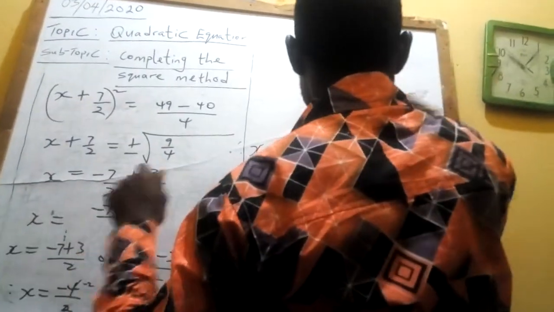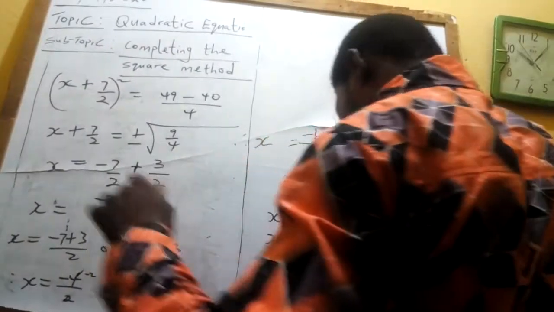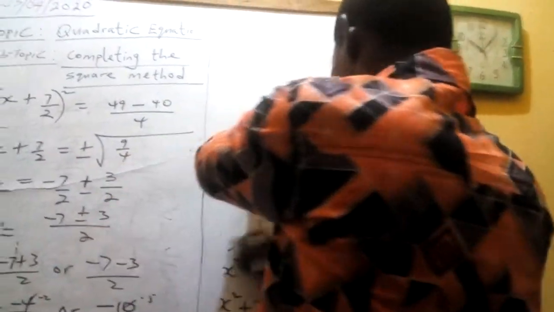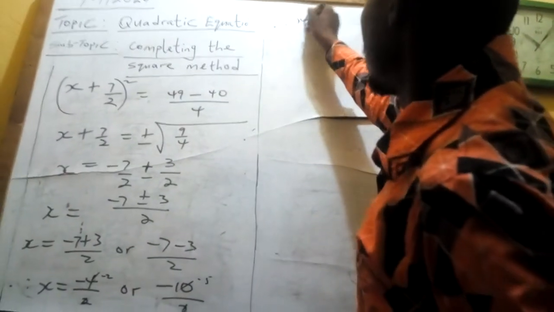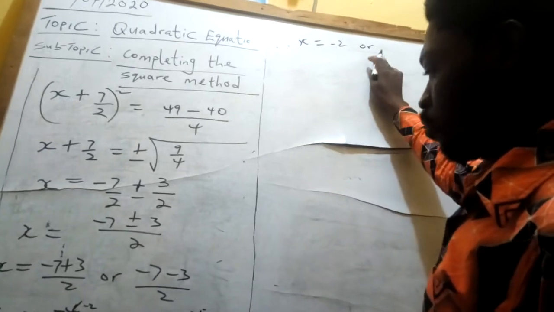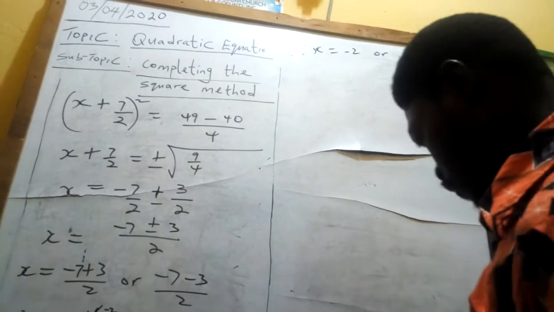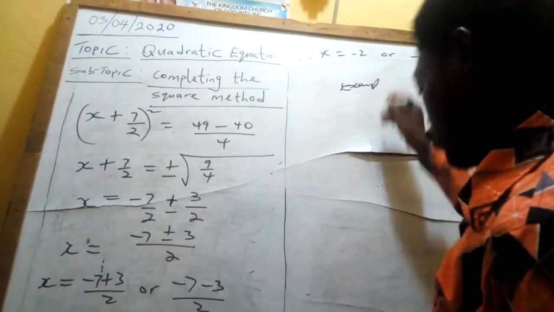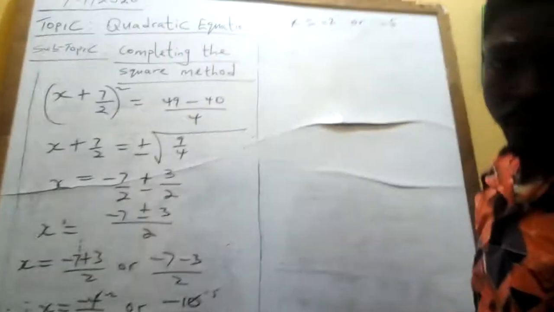Therefore, the value of x here, let's type out our final answer. Our final answer: the value of x here now is therefore x equal to minus 2 or minus 5. So that serves as the roots of the equation. Let's pick another example. Example 2.